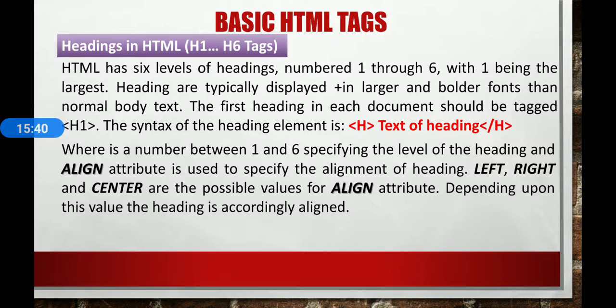Here n is a number between 1 and 6 specifying the level of the heading, and align is one of the left, right and center values. Depending upon these values, the heading is accordingly aligned. That is, if align equal to right is given, then the given heading is right aligned. Similarly, for align equal to center, the given heading is centered, and so on. The default alignment is left for all heading tags. The justify alignment is not supported by any browser yet.